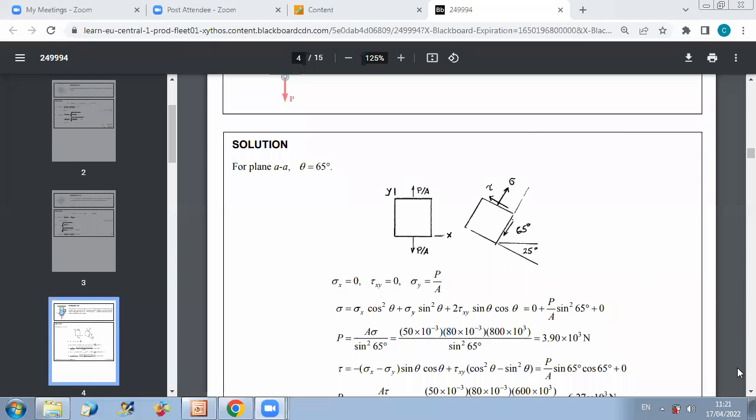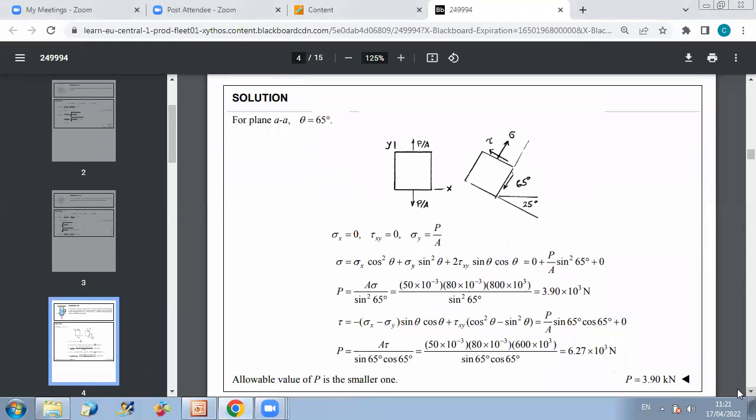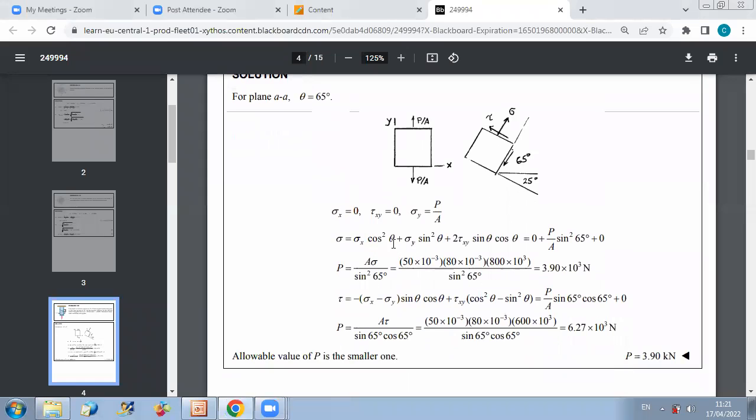From the formulas developed in the course material, sigma is equal to sigma x cosine square theta plus sigma y sine square theta plus 2 tau xy sine theta cosine theta. Replacing by the values of sigma x, sigma y, tau xy, and theta, I get the value of sigma, and I get a function of P because P is unknown. I want to design the value of P, so I should select the maximum value of P to not exceed the normal stress in the glued section and the shear stress in the glued section.